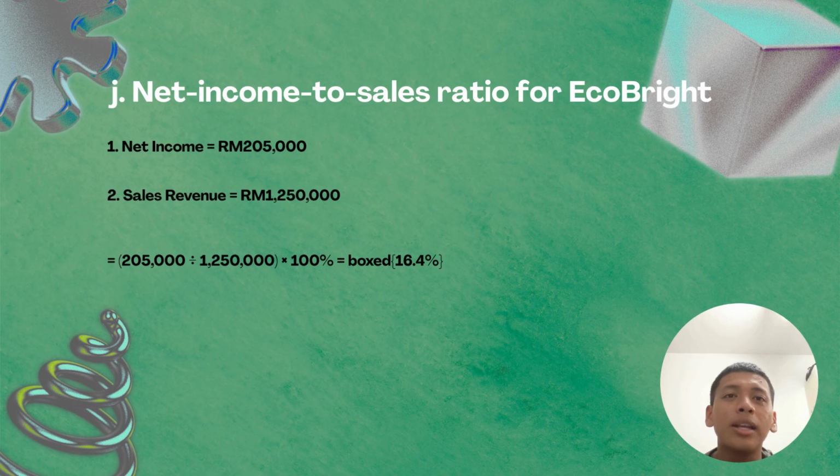The net income is 205,000 ringgit. The sales revenue is 1,250,000 ringgit. To calculate the net income to sales ratio, we use the formula net income divided by sales revenue, then multiply by 100%. So the calculation would be 205,000 divided by 1,250,000, then multiply by 100. The result is 16.4%.